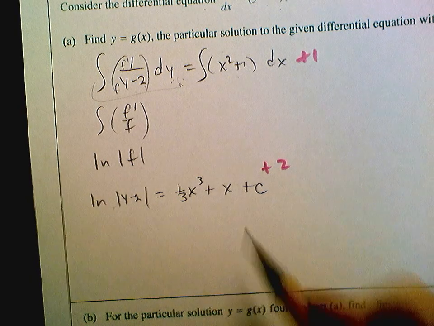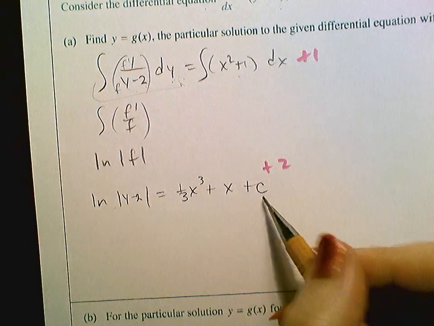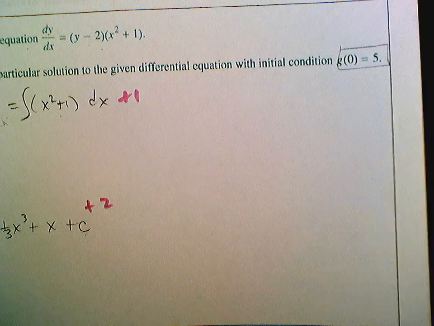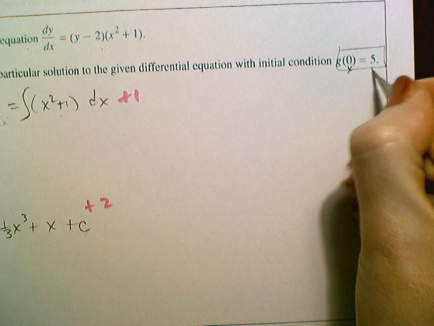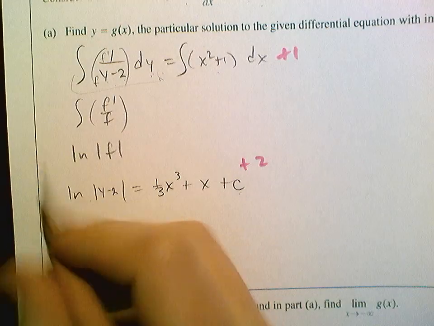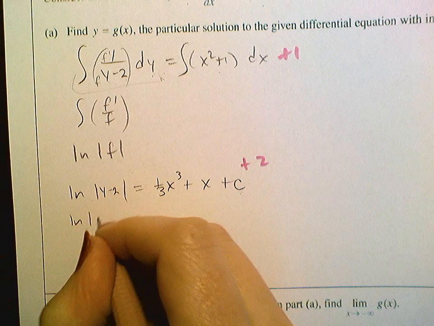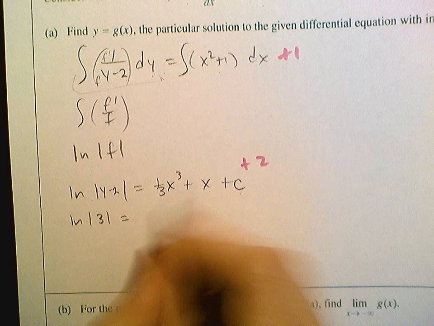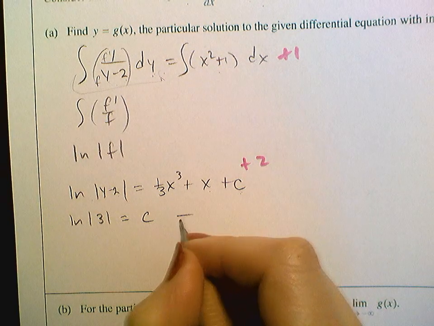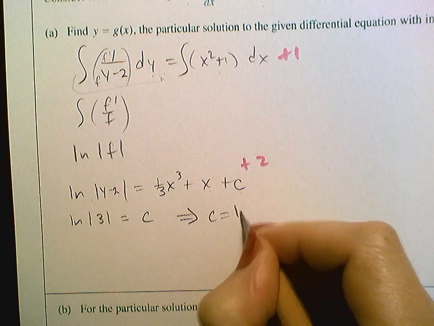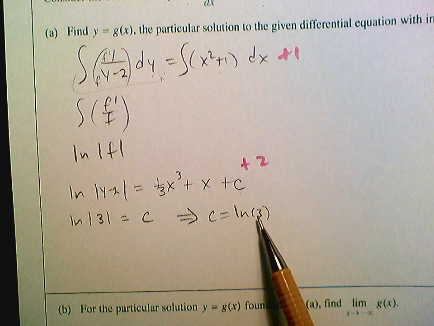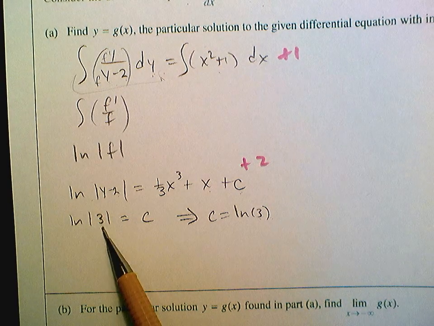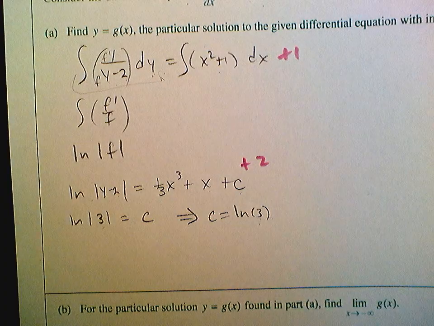Okay, so then I've got to get c. So I use the initial condition, g of 0 equals 5. So this is x, that's y. And then we get the natural log of the absolute value of 3, because I plug 5 in, equals, and then 0 goes in here, so we just get c. All right, so c is equal to natural log of 3. Notice I dropped the absolute values because 3 is already positive. So the absolute value of 3 is the same as just regular 3.